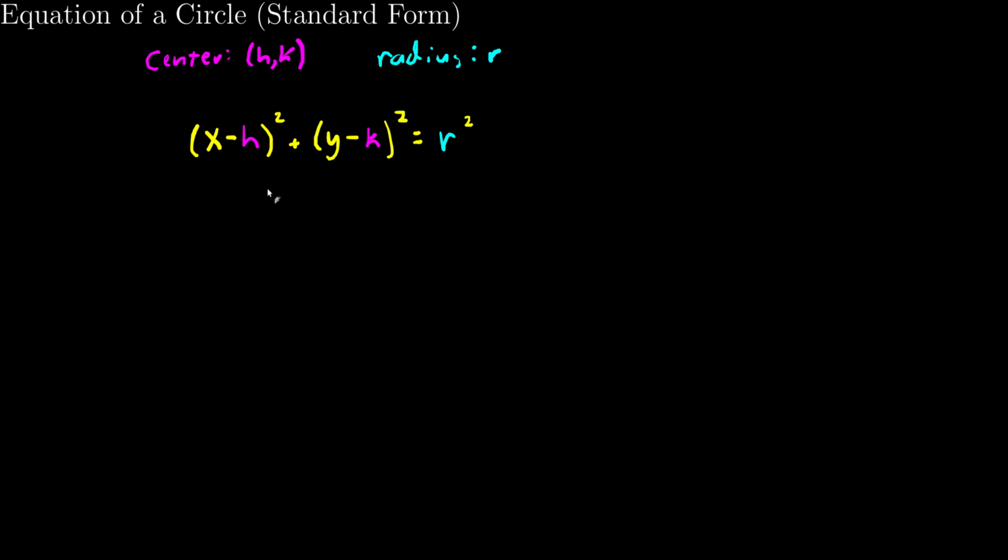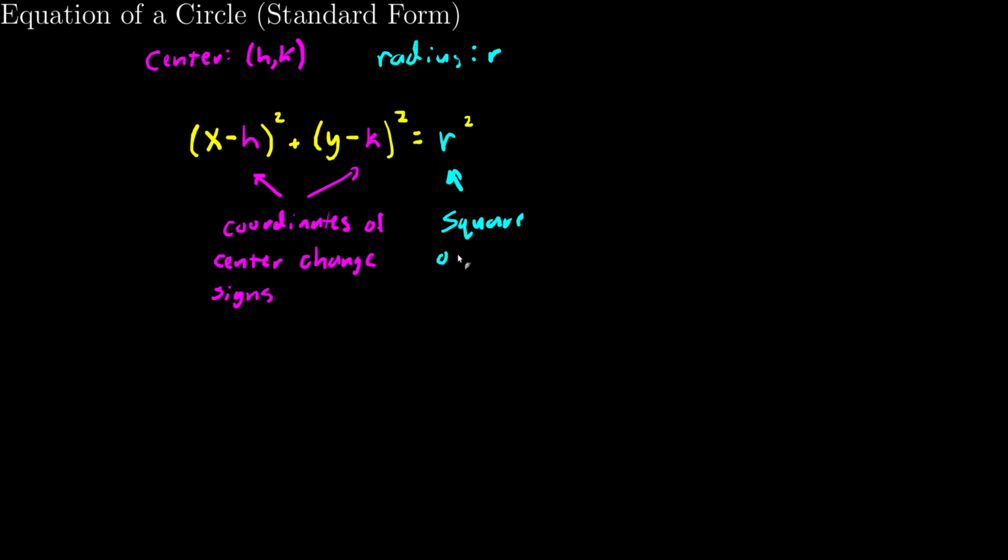So notice that in my formula, I have these minus signs. So that means when I see that, the coordinates of the center will change signs. And you can also notice in my formula, I have an r squared. And so just notice this is not the radius itself, this is the square of the radius. So you have everything you need.